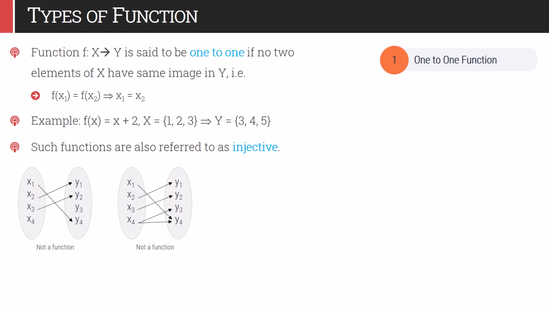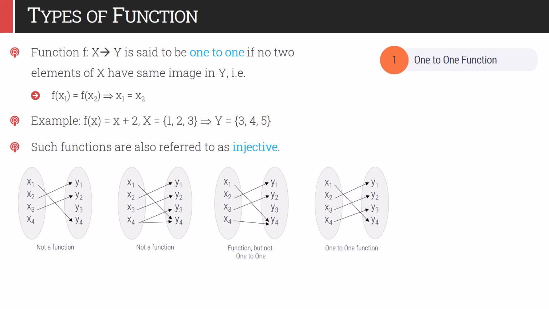This is also not a function because x4 is connected with two elements. This is a function, but it is not one-to-one because two elements x1 and x4 have the same image in y. It is not possible, it is not allowed. So this is not one-to-one. Though it is a function, it is not a one-to-one function. And this one is one-to-one.